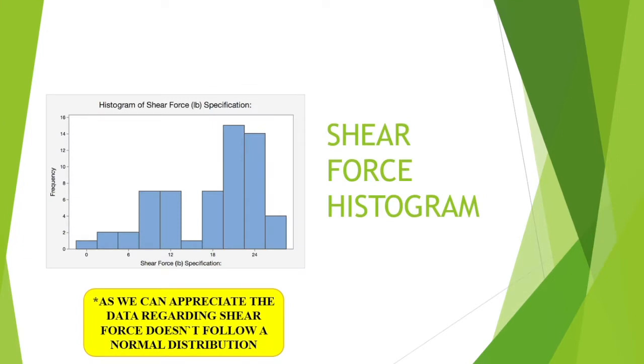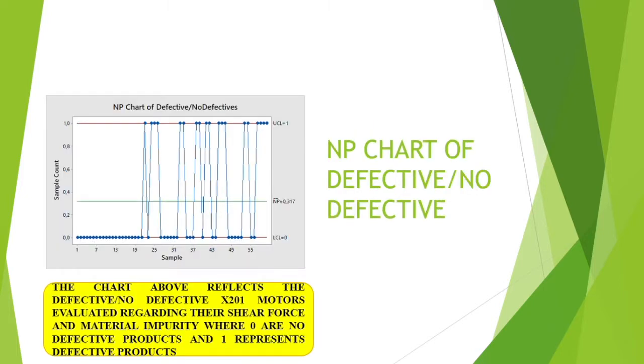As we can see in the histogram of the shear force, we can appreciate that the data regarding shear force doesn't follow a normal distribution, so the process is not in control. The process is not available to calculate CPK. NP chart of the defective and not defective. The chart above reflects the defective and not defective X201 motors evaluated regarding their shear force and material impurity, where 0 are not defective products and 1 represents defective products.